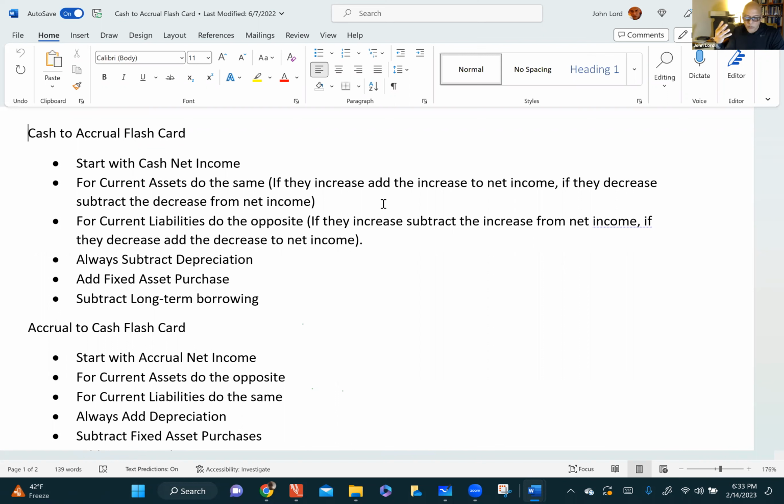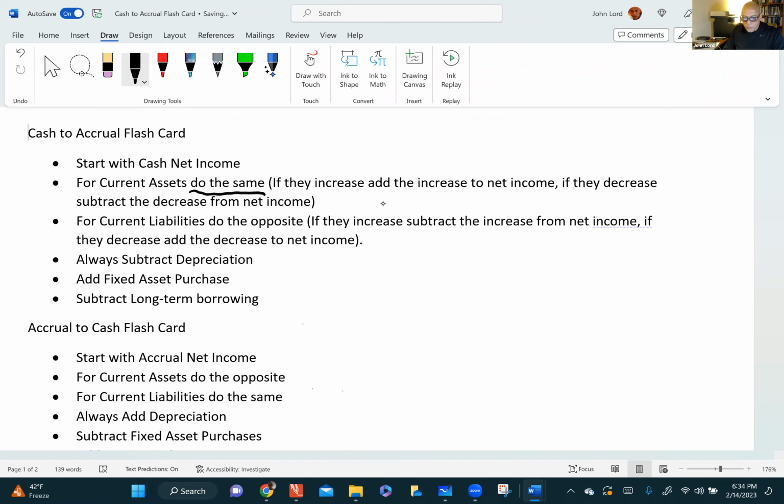So for cash to accrual, they will give you the cash net income. Then they'll give you certain information, and whatever it is they tell you for current assets, do the same. So if they increase, then add the increase to net income. If your current assets decrease, then subtract the decrease from net income. So do the same. The key there is do the same.